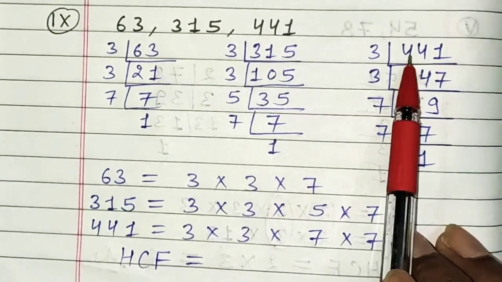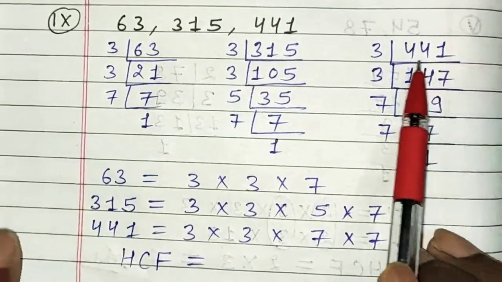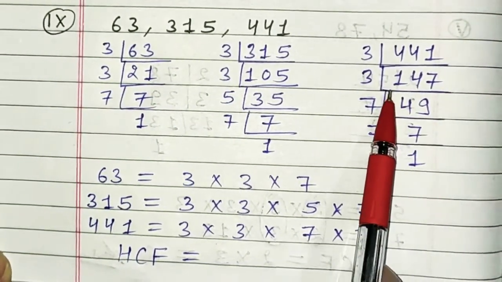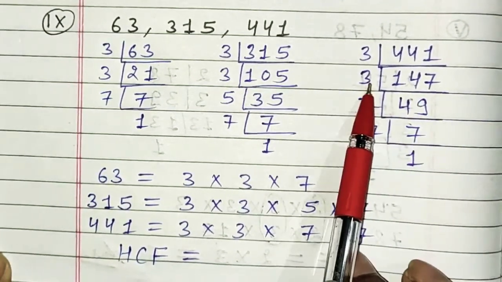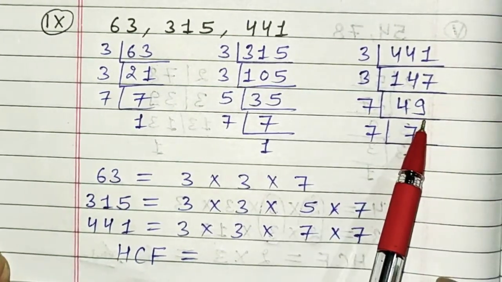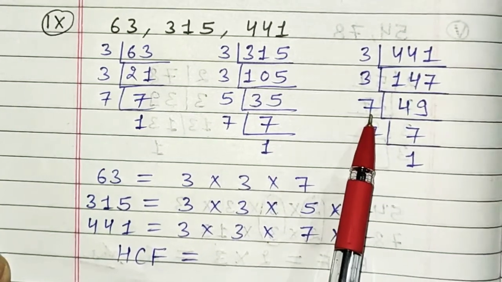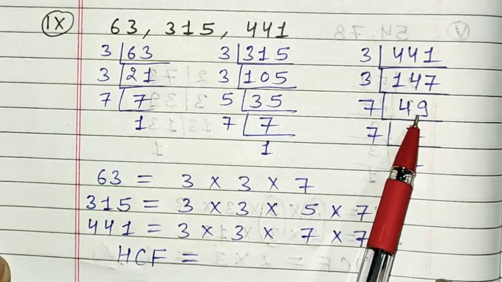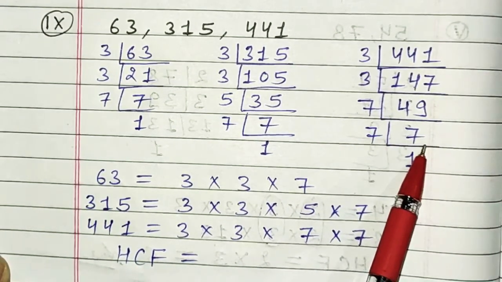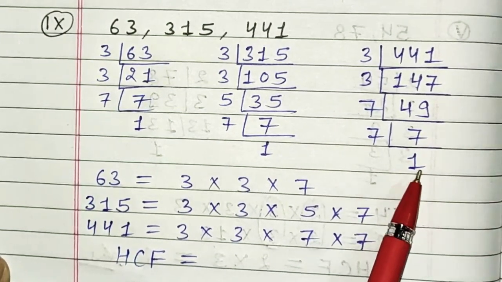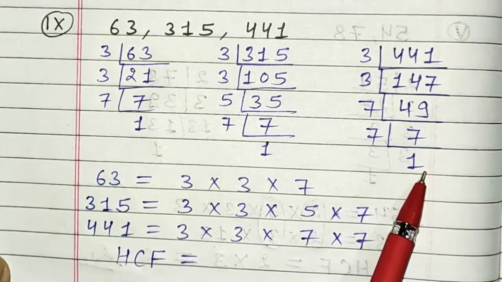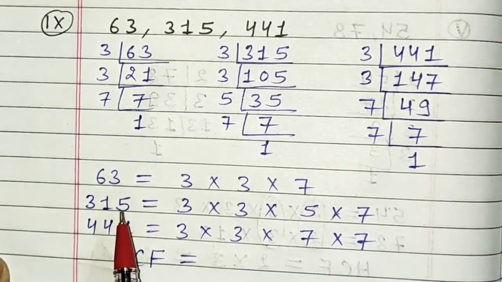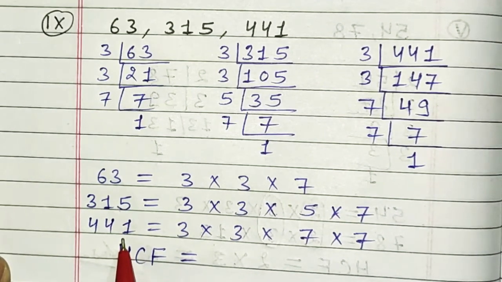Okay, now 441 divided by 3, you will get 147 in the quotient. Now 147 can be divided by 3 49 times. Okay, 49 you will get in the quotient. Now 7 7s are 49, so you can divide by 7. When you divide this 49 by 7, you will get 7 in the quotient, and 7 one time will be 7. Okay, that means 1 you will get in the quotient. Okay, so write all the factors of 63, 315 and 441.